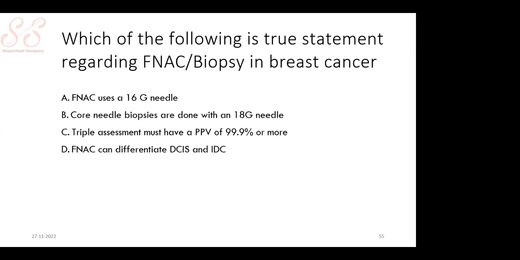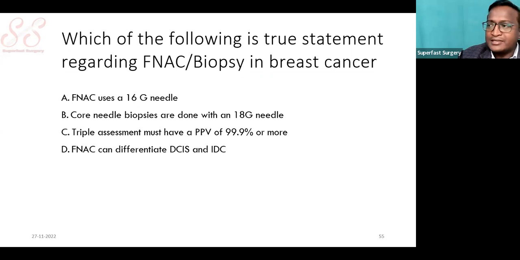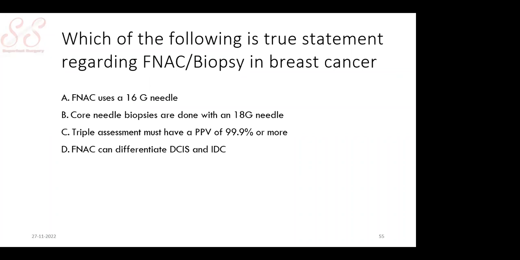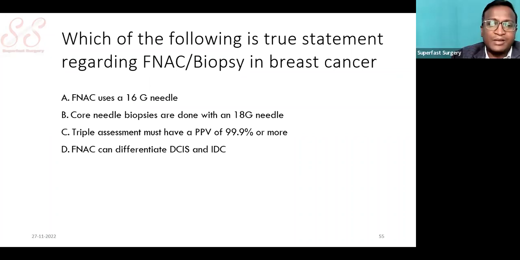So option A, FNAC uses a 16 gauge needle, is a wrong answer because FNAC uses 20 to 23 gauge. Similarly, core needle biopsy uses 14 to 16 gauge. So triple assessment has a positive predictive value of 99.9%, correct. And FNAC, of course, core biopsy we need to differentiate between DCIS and IDC, because the basement membrane needs to be evaluated to know whether it is invasive ductal cancer or ductal carcinoma in situ. When the basement membrane is not involved, then that is DCIS, while when it is involved, then that is known as invasive ductal cancer.